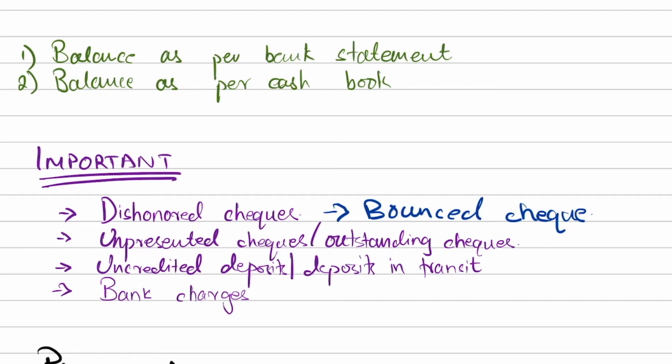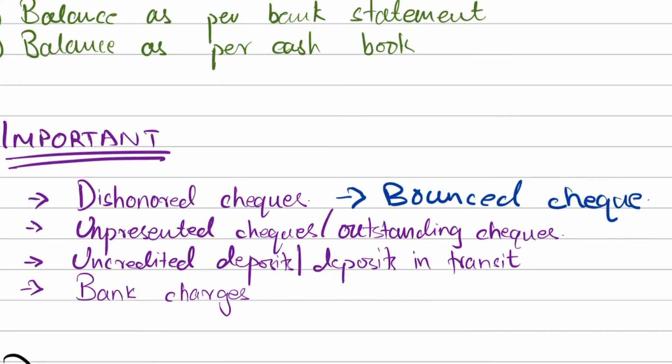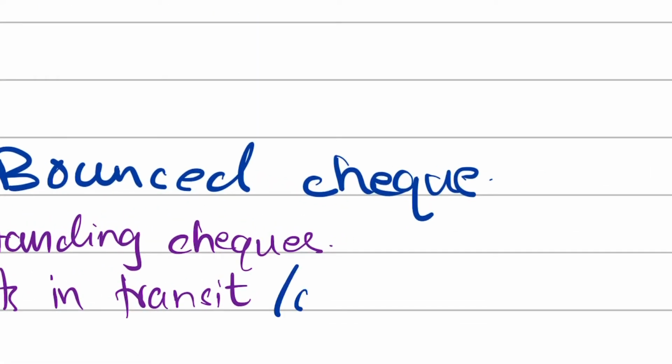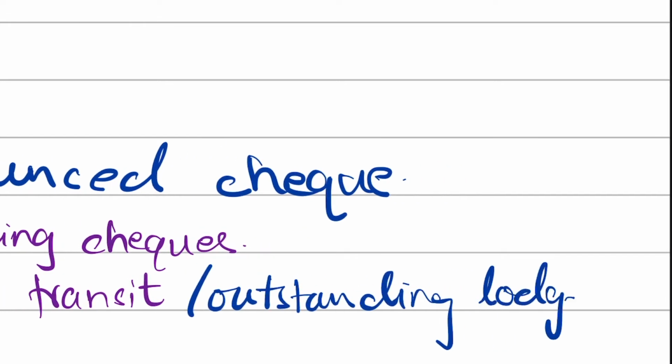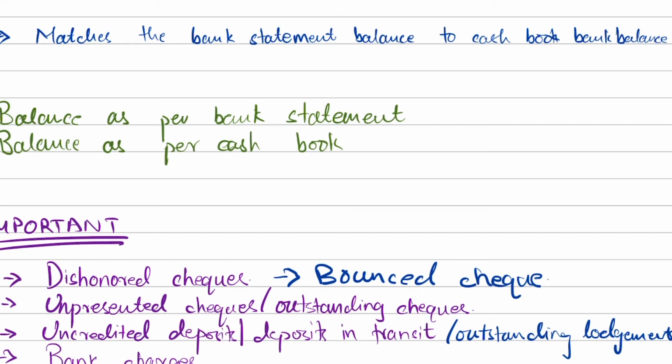Uncredited deposits and deposits in transit are the same words. They can confuse you, by the way. In some instances they're also known as outstanding lodgements, but you won't see them in your exams, so you're good to go, I hope. So outstanding lodgements is another terminology for this. So this is what happens.